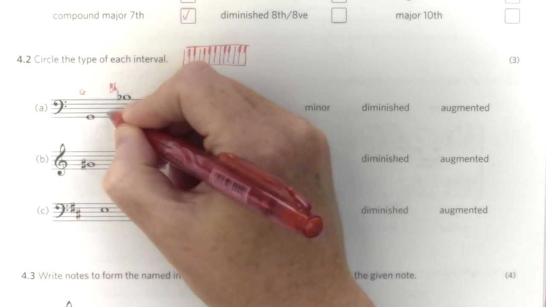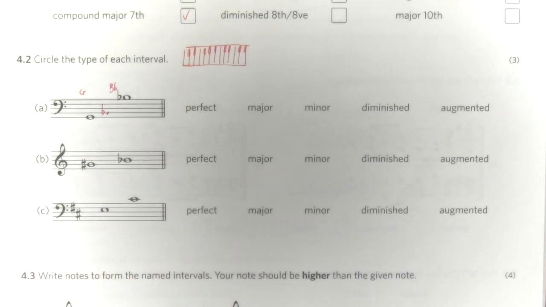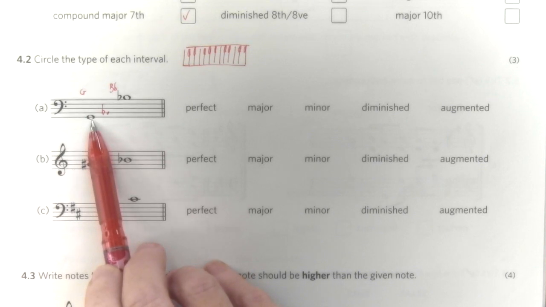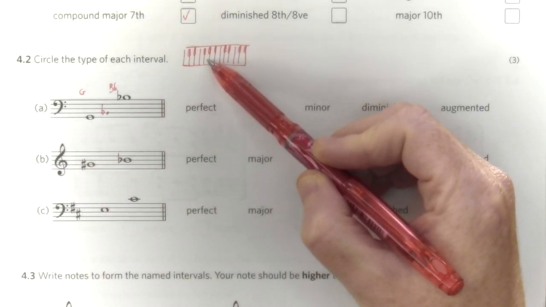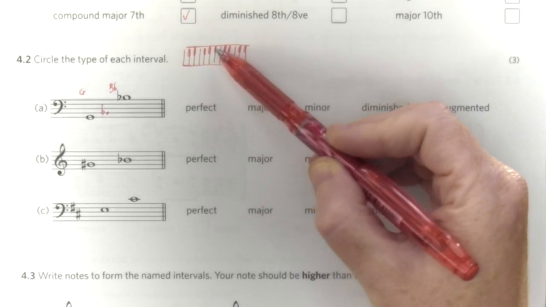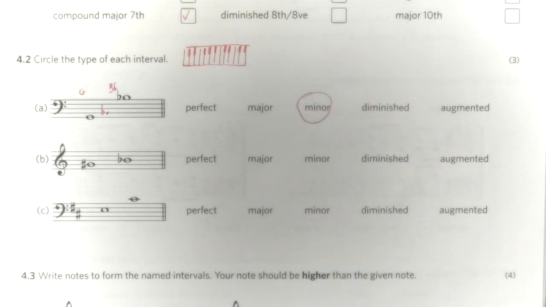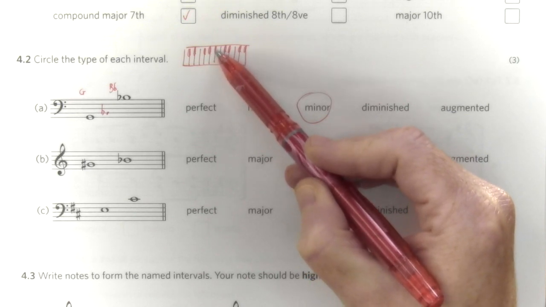So, sol B flat is a third. Now, a third could be major or minor, so not perfect. Now, what kind of third? The major third is 2 tones. So let's have a look here. 1.5. So we're missing 1 semitone. So instead of major, we have a minor interval. Okay, so sol 1.5.